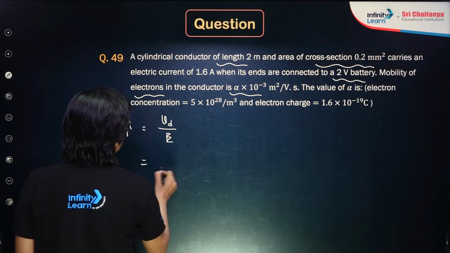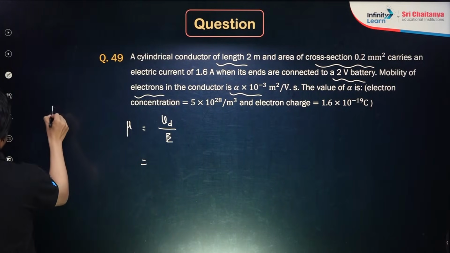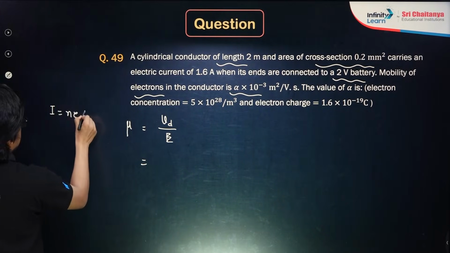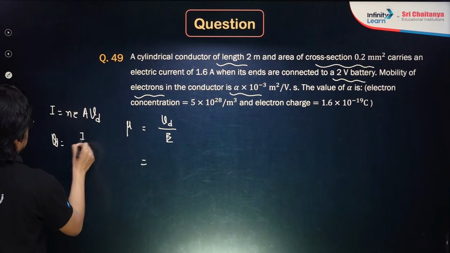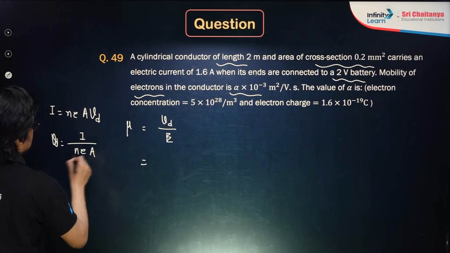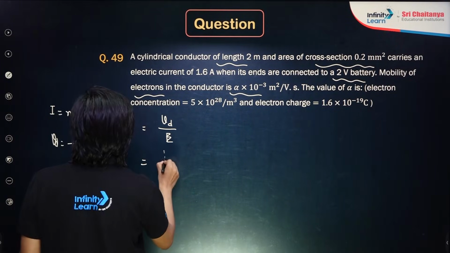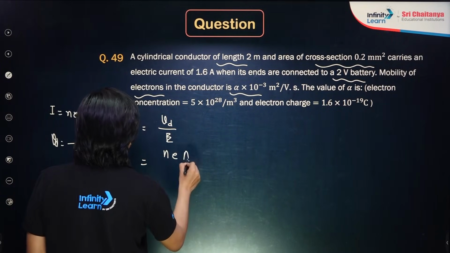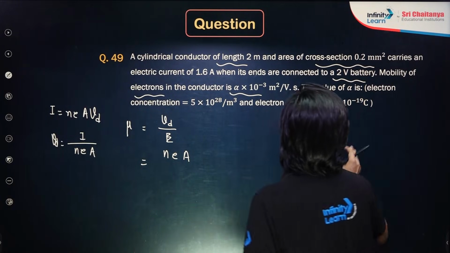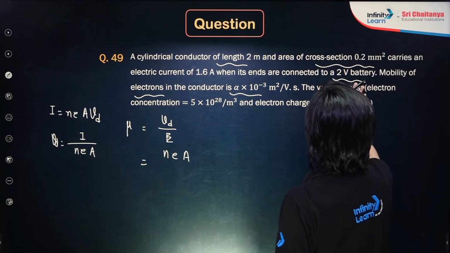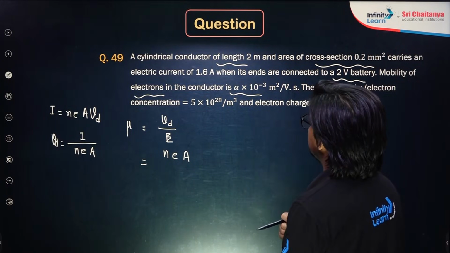What is that VD? I can write I equal to NeAVD, and this VD is actually equal to I divided by NeA. So I divided by NeA, what are you given? You are given a 2 volt battery that is being connected.